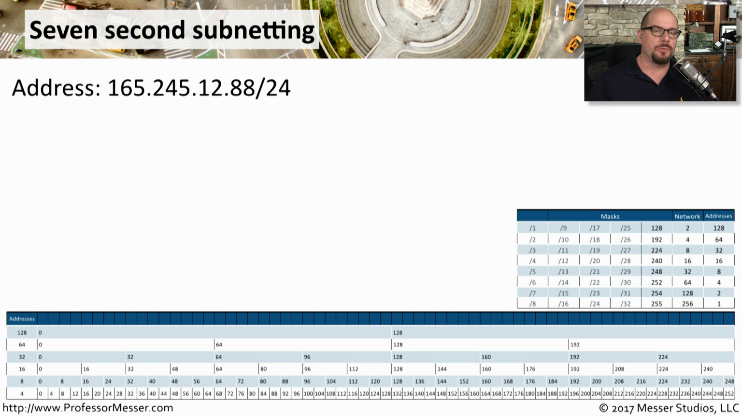The first subnetting that we're going to do is address 165.245.12.88 with a /24 subnet mask. Generally, the subnet masks that end on the 8-bit boundaries, the /8, the /16, and the /24, are generally something that's easy to calculate. But let's go through this process to show you how it would flow, and then we'll try some harder subnet masks after this.